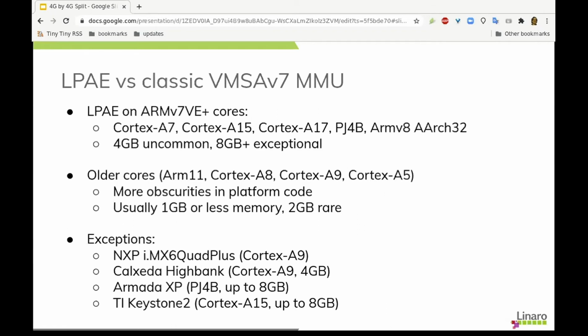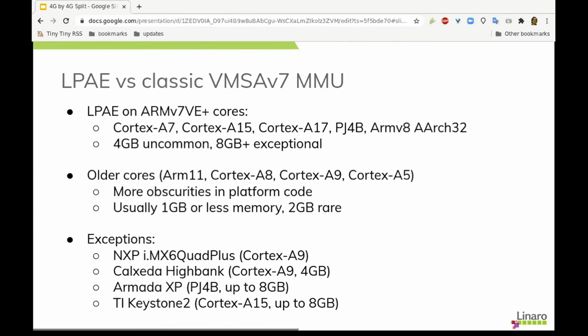On older cores, it's exceptional to have an ARM11 with 1 GB, although that does happen. And on a Cortex-A9, 2 GB is already rare, and 4 GB is the absolute exception. Yes, there are those systems, but they are in very small numbers. So maybe you can wait for them to all fall out of use.